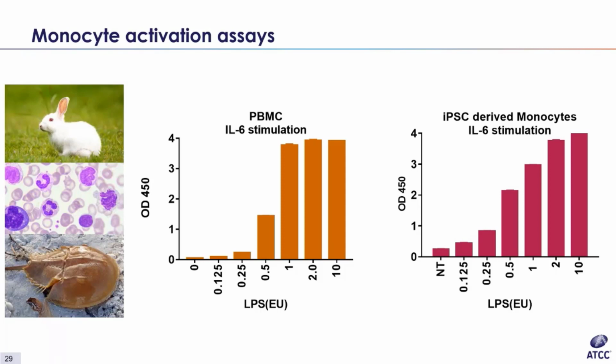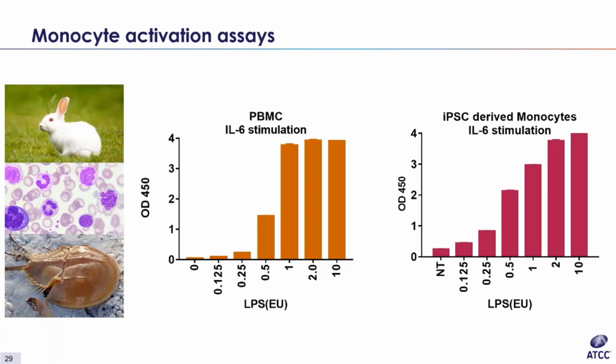Both are treated with increasing concentrations of LPS. So LPS is a lipopolysaccharide. It's a bacterial cell wall component, and it's highly immunostimulatory. We measured the secretion of interleukin-6, which is a pro-inflammatory cytokine that monocytes secrete when activated by something like LPS. As you can see, the interleukin-6 secretion increases as units of endotoxin increase.